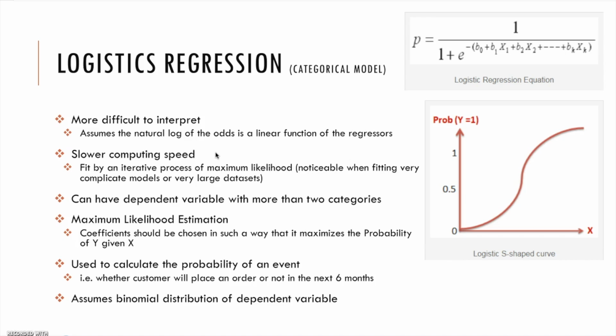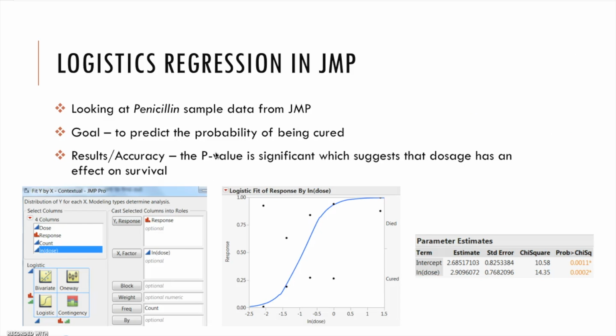So looking into the maximum likelihood estimation, we would want to choose coefficients that are maximizing the probability of y given an x variable. So going into how we're going to do this in JMP, we decided to use penicillin data. It's a sample data set given inside of JMP. Our goal is to predict the probability of a patient being cured.